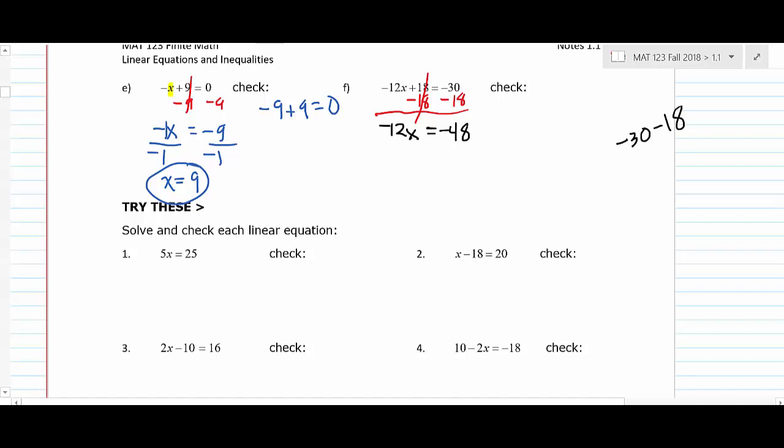Divide by -12, good. Okay, so we got to divide by that same number. That's because we're undoing multiplication. What's the answer? 4. 4. Okay, there we go. All right, I'll bypass the checking on that. I'm not going to do it on every problem.